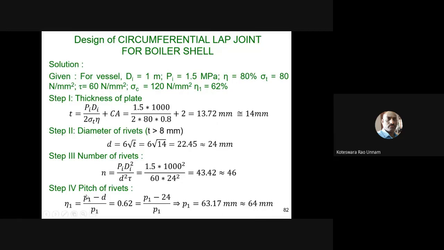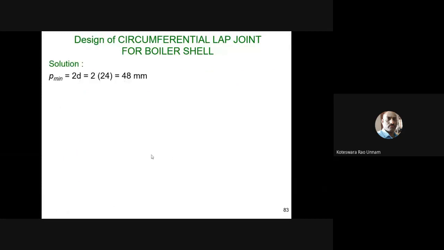Once I have this pitch value, I can find out how many rivets there are in one row. Here I have the total number of rivets. The total number of rivets divided by the number of rivets in one row will give the number of rows. To find the number of rivets in a row, I need to find out the circumferential distance.